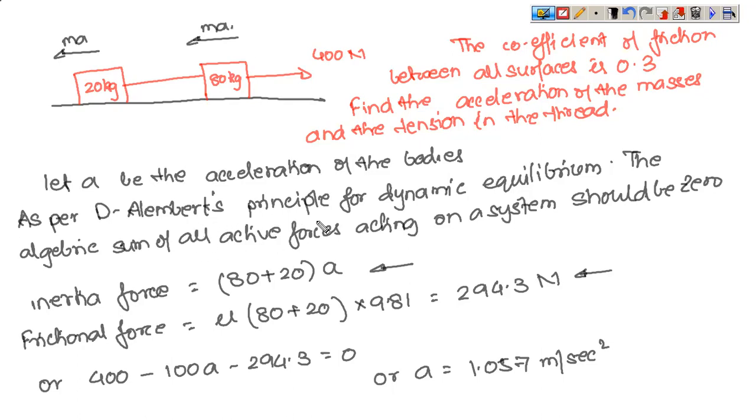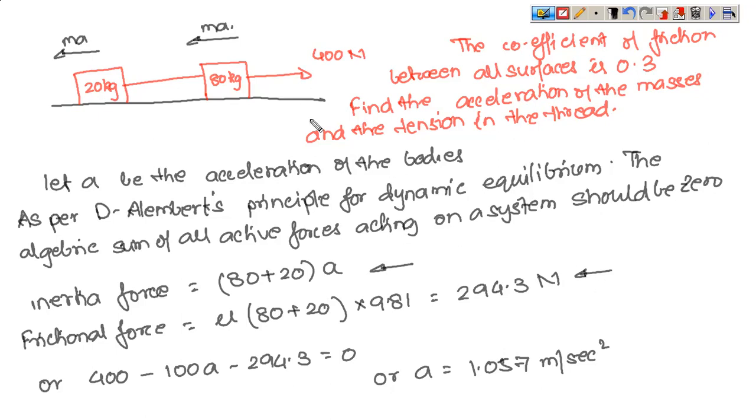So as per D'Alembert's principle of dynamic equilibrium, the algebraic sum of all active forces acting on a system should be equal to 0. So the total inertia force is given by total forces, which is 80 plus 20. They are perfectly vertical, so you can simply add them. So 80 plus 20 MA. The total frictional force is mu mg. So total M is 80 plus 20, mu mg. The value of mu is 0.3. This is 100 into 9.81. It comes out to be 294.3.